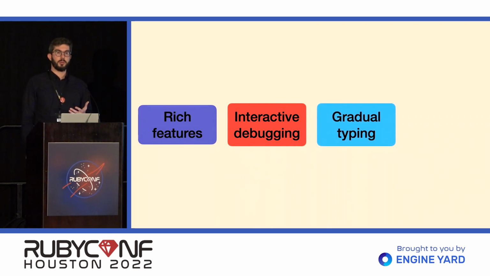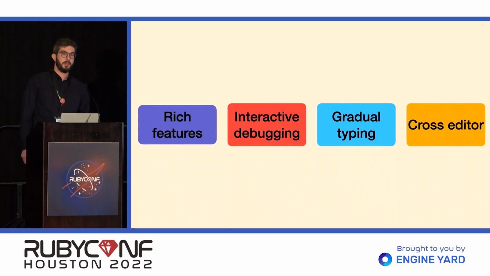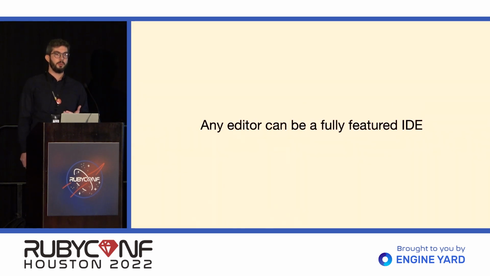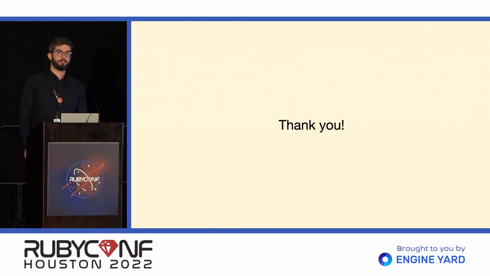We can do gradual typing for more accurate features like go to definition and autocomplete with complete type checking so that it's actually more accurate than without types. And it can all work cross-editor thanks to the LSP specification and the DAP. Or in other words, there is a future in which any editor can be a fully featured Ruby IDE, and we can collaborate getting there. Thank you very much.